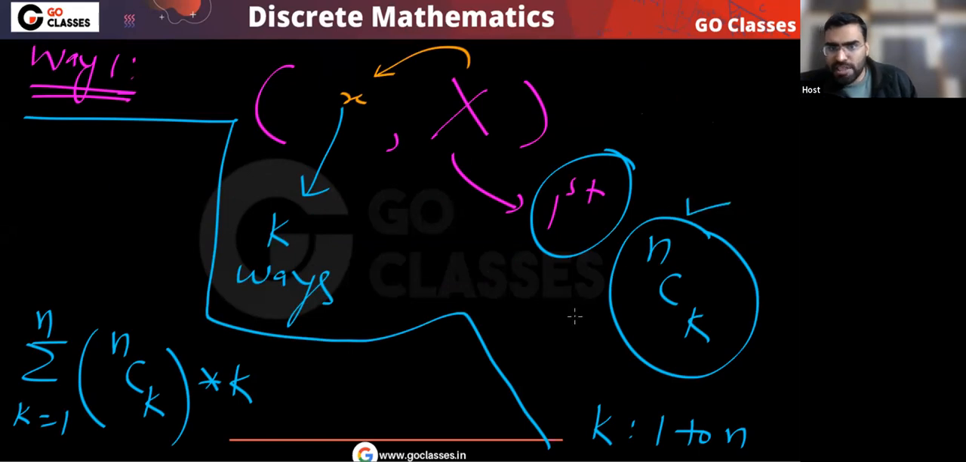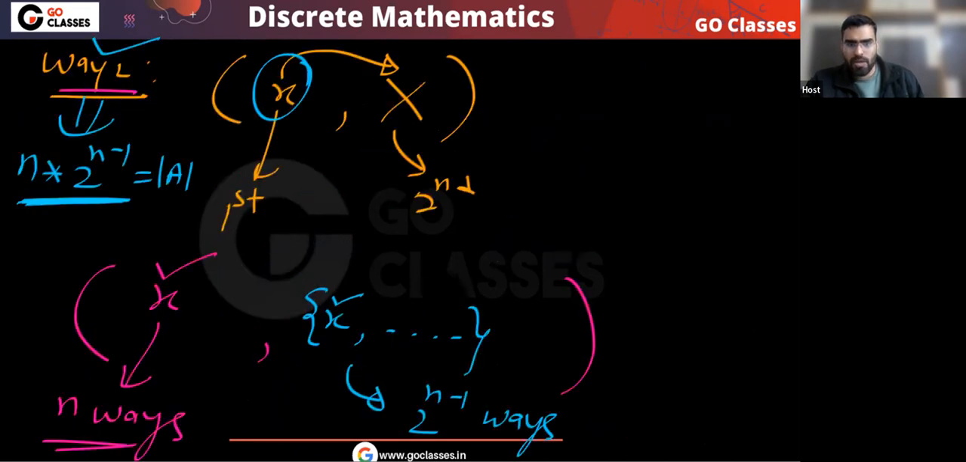Because you are making the committee and then you are making the monitor. See, you are making a committee of K people. One of them must be monitor, right? Yes or no? You must make one of them as monitor. Yes, this is KC1. Okay, so this is how you can do this question.